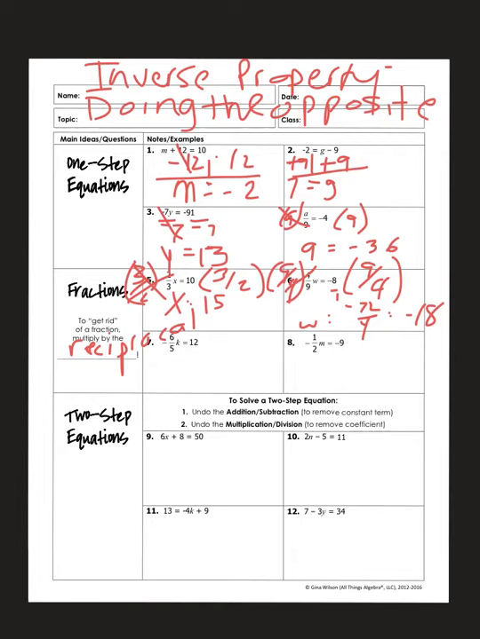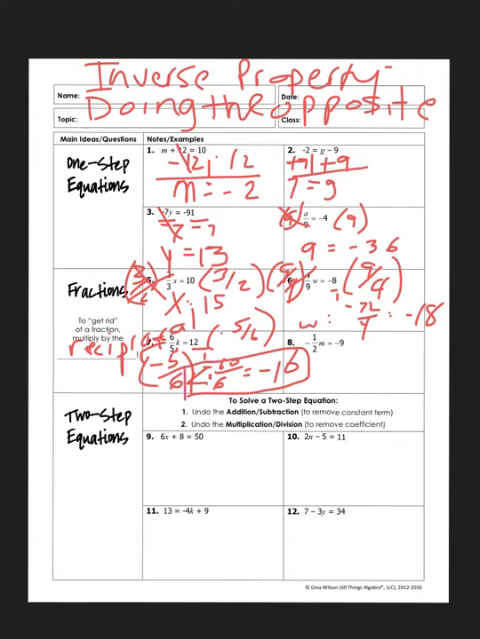Okay, number 7. Negative 6/5 is being multiplied by k. So we're going to multiply by negative 5/6. This is the reciprocal. Negative 5/6. I would have put this up here, but reciprocal, the word was in the way. Okay. Now 12 times negative 5/6. 12 times negative 5 is negative 60. And 1 times 6 is 6. So negative 60 divided by 6 is negative 10. So that means k equals negative 10.